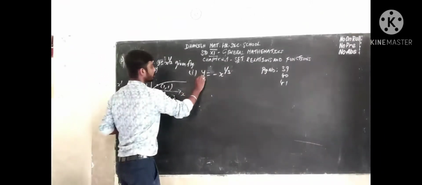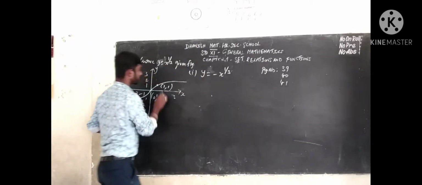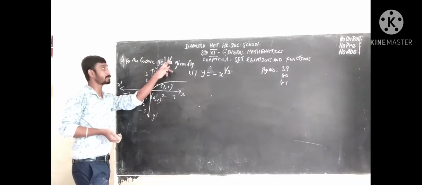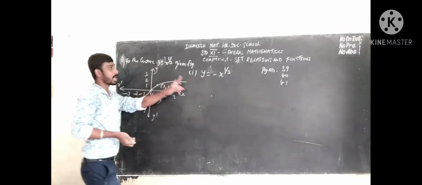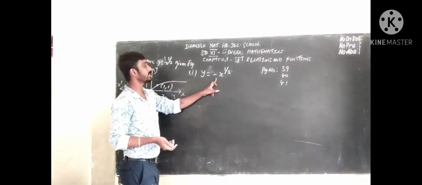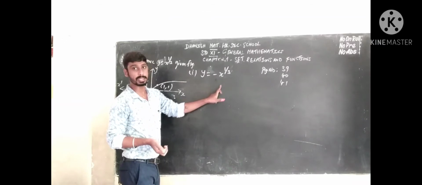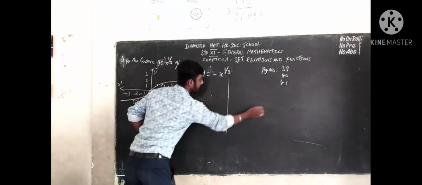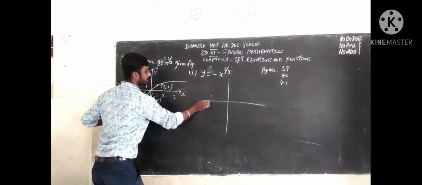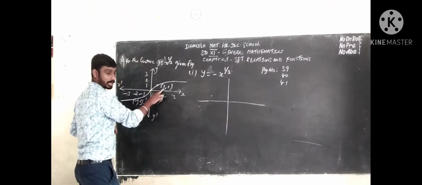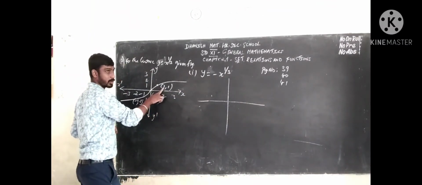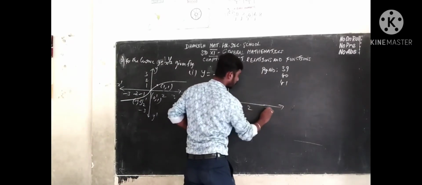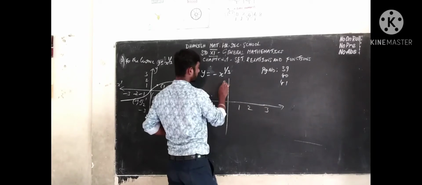Now I am going to change the values for x, because y is equal to x power of 1 by 3 is positive. Here we are having y is equal to minus x power of 1 by 3. I am changing the x value to minus here. Now I am getting the graph like this. Listen here, plus 1, it will be x axis plus 1. Now I am going to draw the 1, 2, 3, then 1, 2, 3.